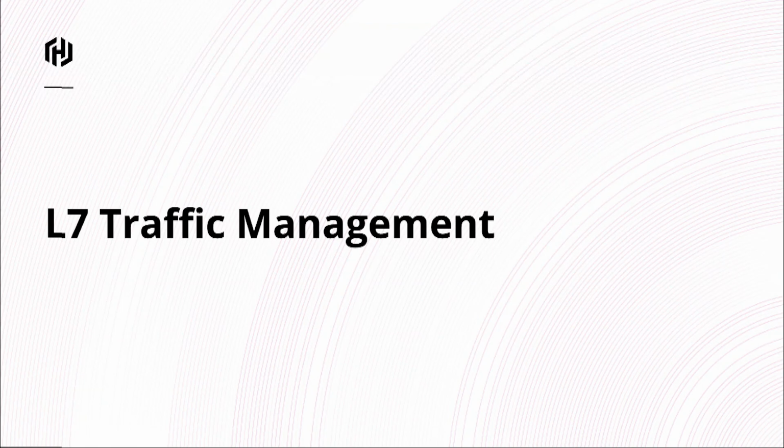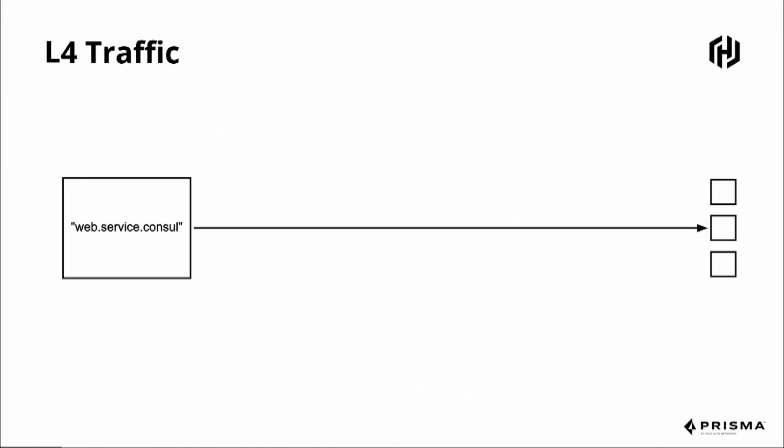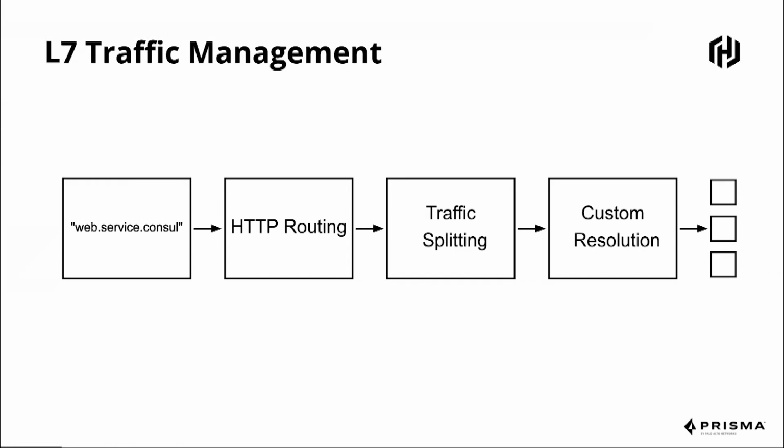But since we're sending all of that traffic through proxies now, this gives us the ability to add some layer 7 traffic management to our HTTP request. So if you think about layer 4 traffic, you've got a request that comes in that's for web.service.consul, and that gets forwarded to one of our 3 web service instances. But with layer 7, we can add some additional features, such as HTTP routing, traffic shaping, and custom resolution.